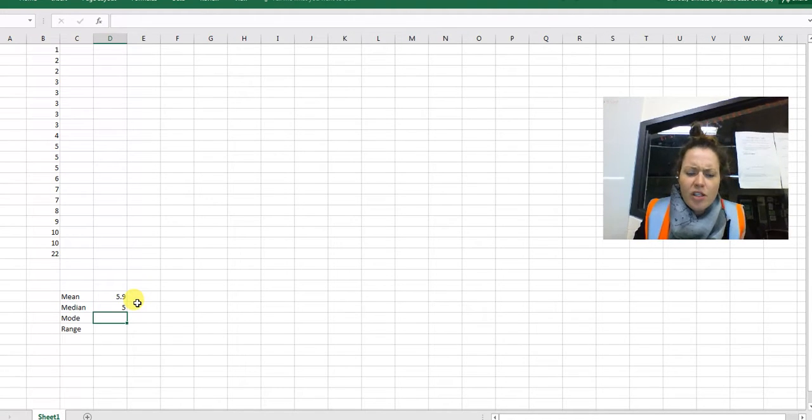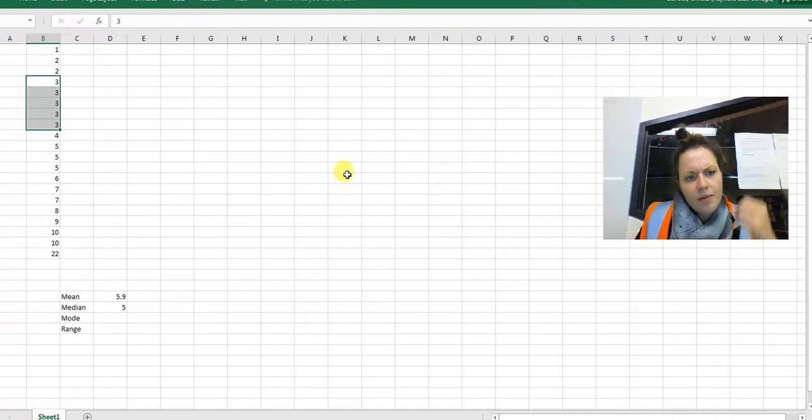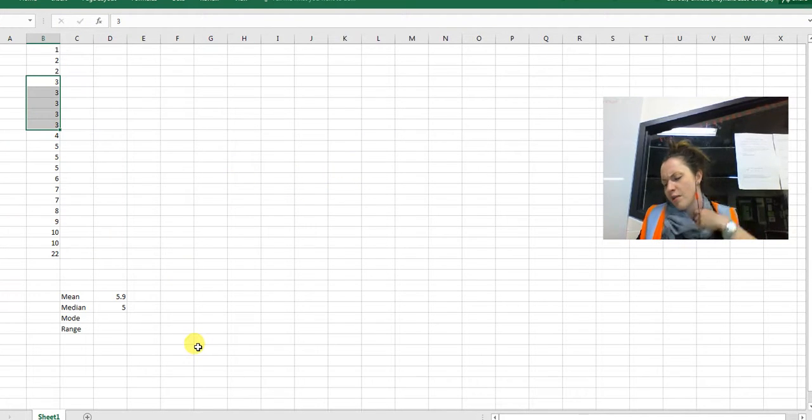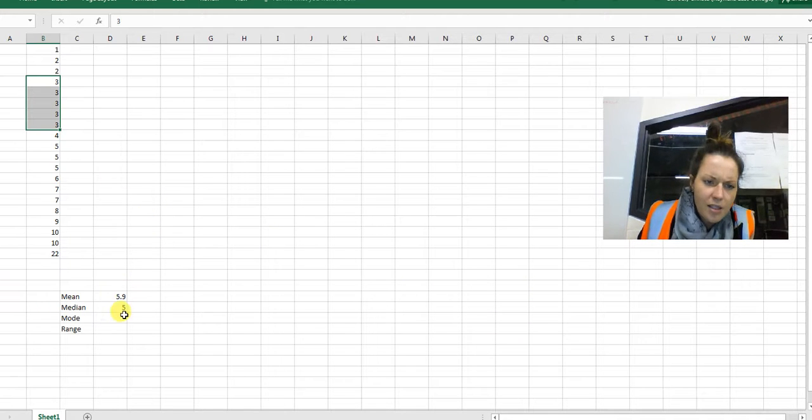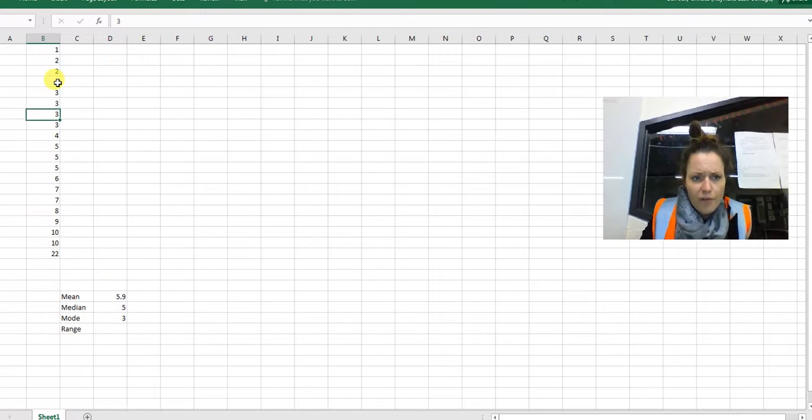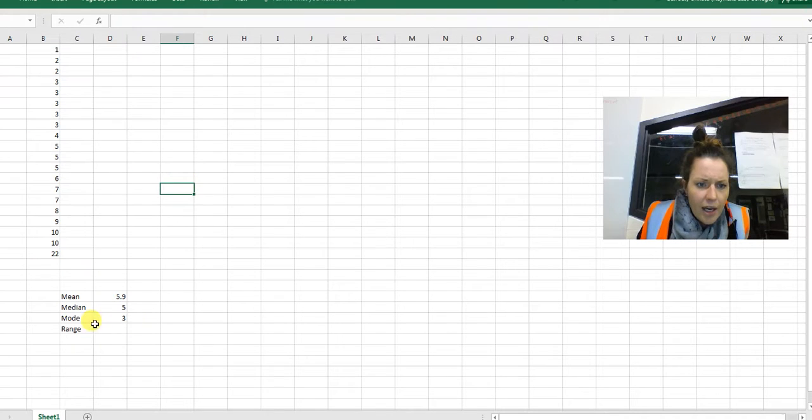Now your mode is your most frequently occurring. So we can see here, and also you'll be able to see that with your histograms as well, the most frequently occurring response. So in this one, it's going to be 3, because the frequency for this particular value was 1, 2, 3, 4, 5. So that's the most frequently occurring number.